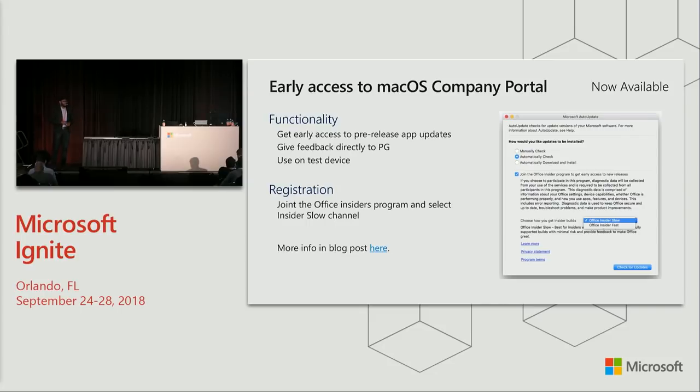Early access to the macOS company portal. We have aligned with Office. And so using Microsoft Auto Update, if you sign up for the Office Insider Slow channel, you, on your test device, can get access to pre-release builds of our company portal. And so just be aware, though, when you sign up for that, you are also getting the Office Insider Slow channel for all your Office apps on that device as well. So just be aware of that. It's the same CDNs we use. We leverage the same infrastructure. So it's the same type of build you'll be getting there.